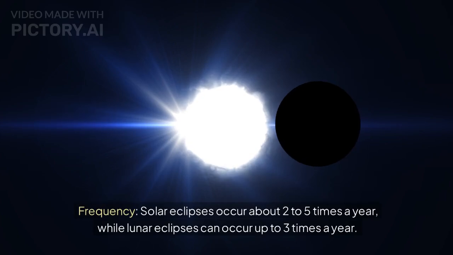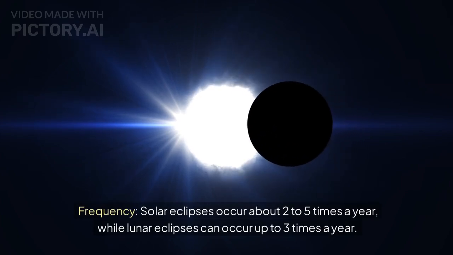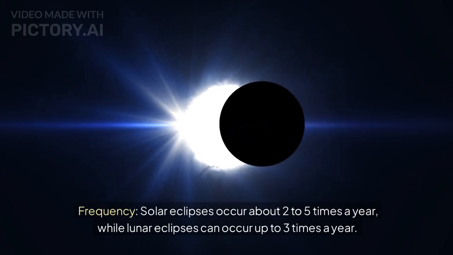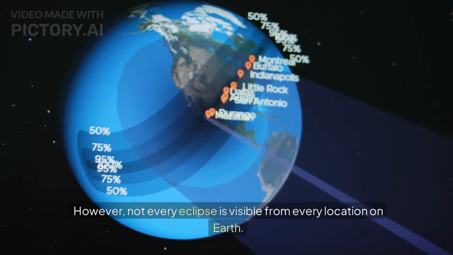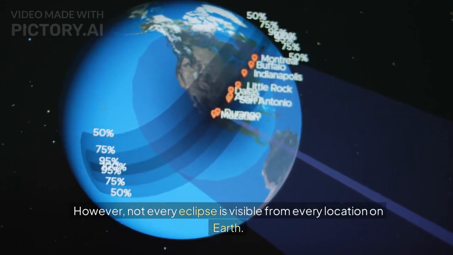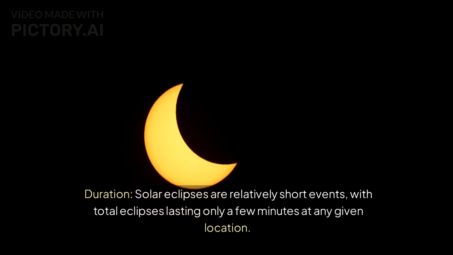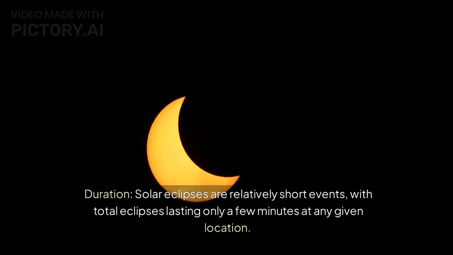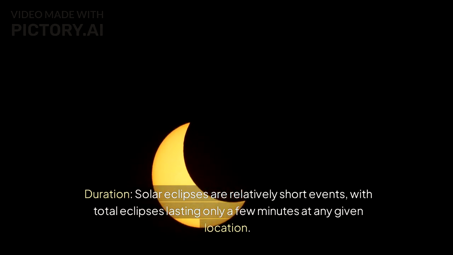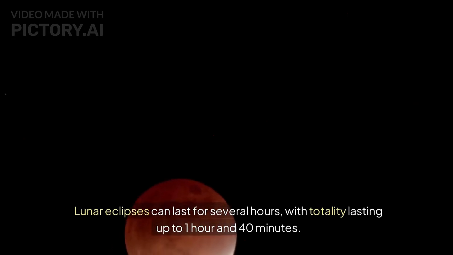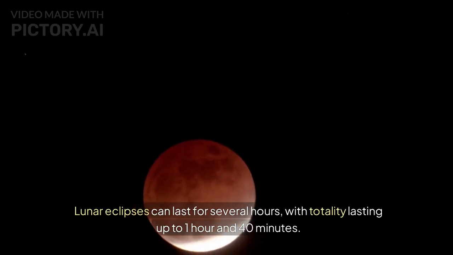Additional facts. Frequency. Solar eclipses occur about 2 to 5 times a year, while lunar eclipses can occur up to 3 times a year. However, not every eclipse is visible from every location on Earth. Duration. Solar eclipses are relatively short events, with total eclipses lasting only a few minutes at any given location. Lunar eclipses can last for several hours, with totality lasting up to 1 hour and 40 minutes.